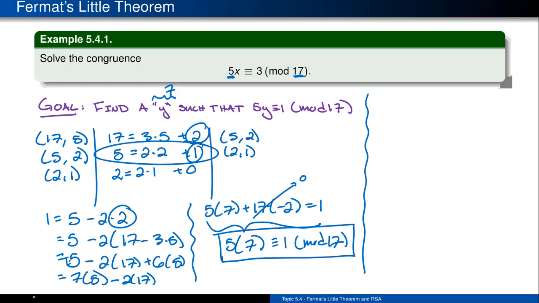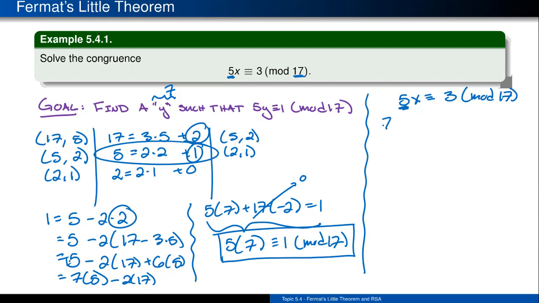Now when I go back to actually trying to solve this equation, I'm going to go back to this congruence that I started with: 5x being congruent to 3 mod 17. I want to get rid of that little 5, so I'm going to multiply both sides of this congruence by a 7, because I know that 7 and 5 are going to be inverses of each other.